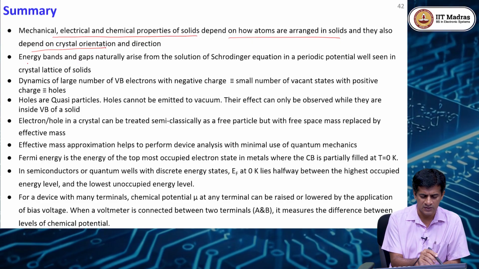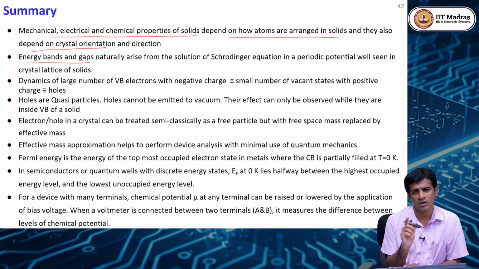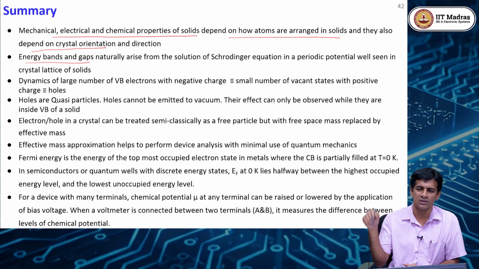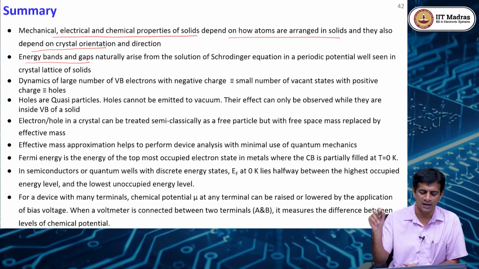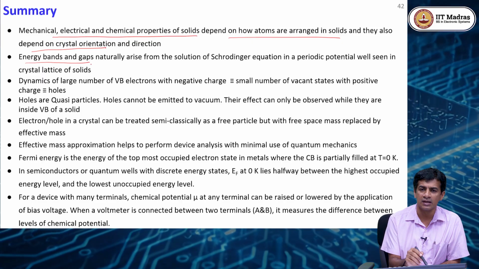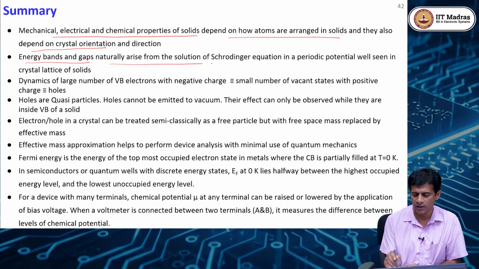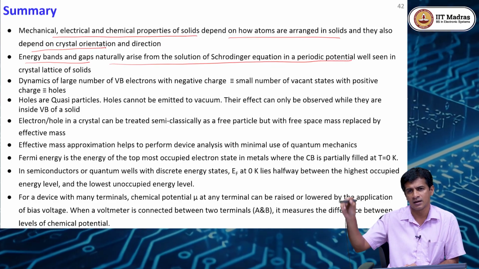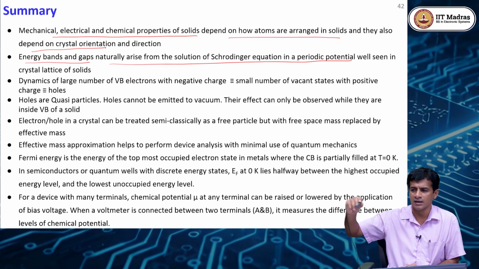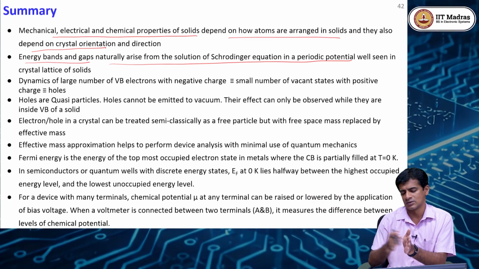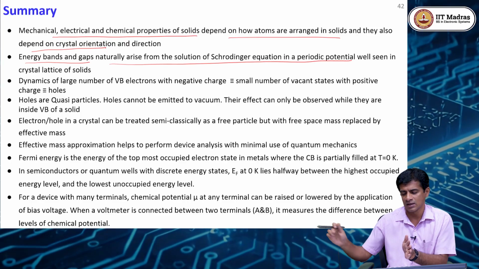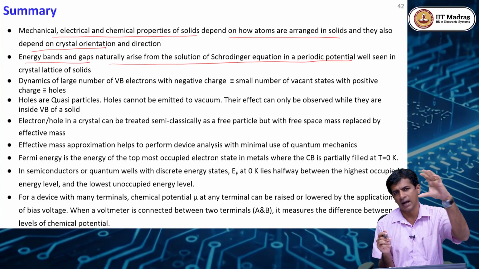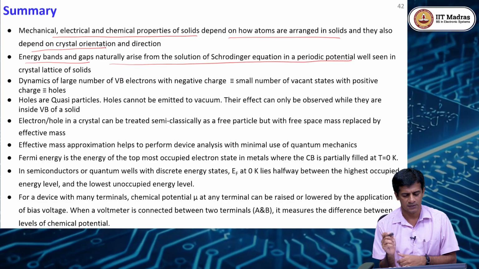Then the other important concept we saw is the energy bands and gaps. This is not something that was there in your +1 or +2, where you had only shells, the Bohr model and so on, with discrete energy levels. But here, in the case of crystalline solids, when you solve the Schrodinger equation in a periodic potential well, why is there a periodic potential well? Because atoms are arranged in a periodic fashion, the lattice constant being the same from one atom to another. Then you see that you have discrete bands of energies and discrete gaps of energies.